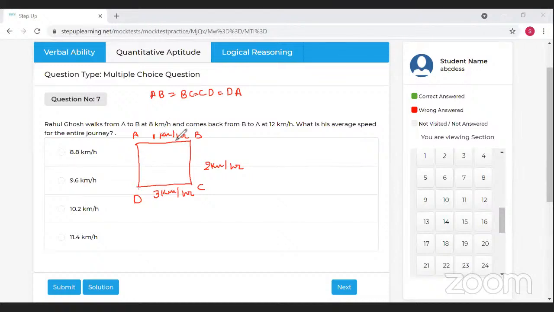Okay, thank you. So 1 kilometer per hour, 2 kilometers per hour, 3 kilometers per hour, and D to A the speed is 4 kilometers per hour. Now, there is one rat. The rat is going from A to B at 1 kilometer per hour, B to C at 2 kilometers per hour, C to D at 3 kilometers per hour, and D to A at 4 kilometers per hour.